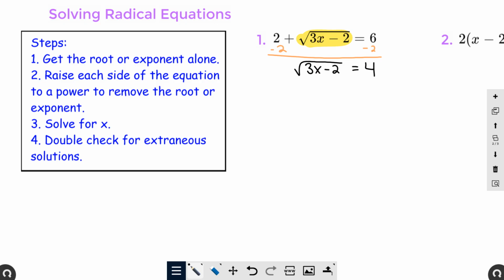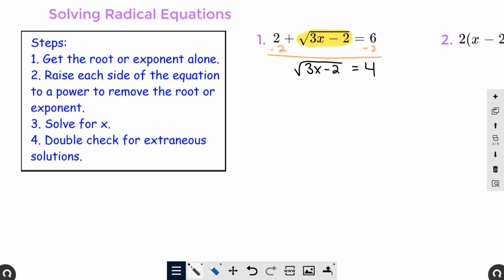So now we have a square root 3x minus 2 equals 4. So we minus it from the left side and right side, keep it balanced. Now, step 1 is done. We've got the root by itself. So step 2 is to raise both sides to a power to remove that root.